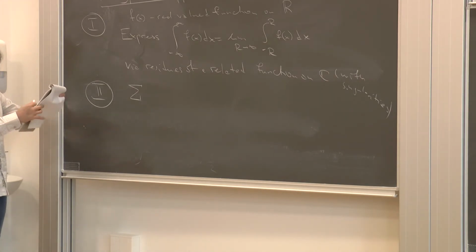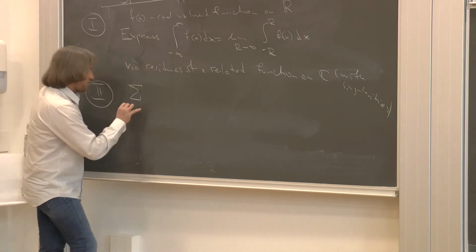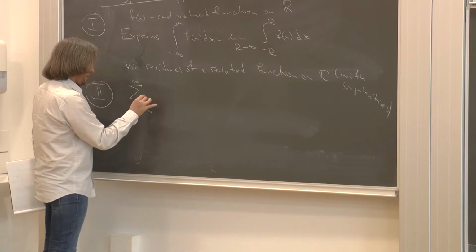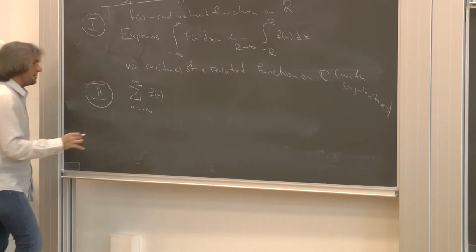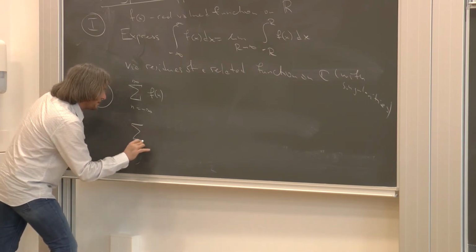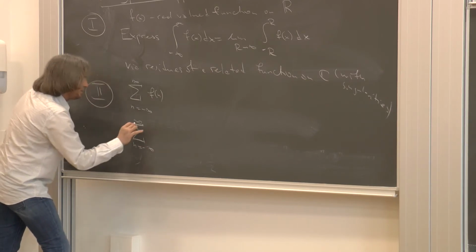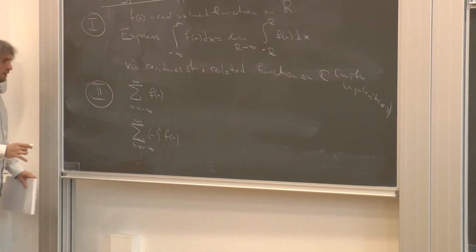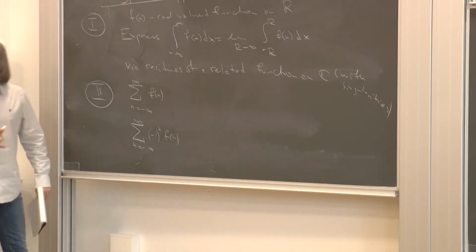So one type is the sum from n equal minus infinity to infinity of f of n for some function. And the second type of expression is the sum from n equal minus infinity to infinity of minus 1 to the n times f of n. And we want to make sense of these series, and both are understood as limits.